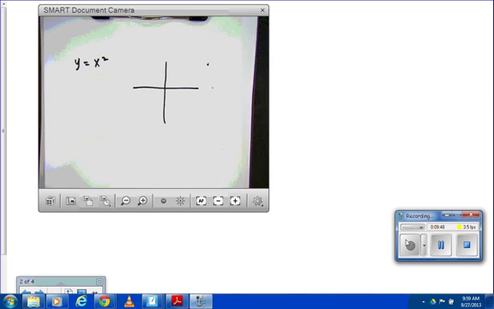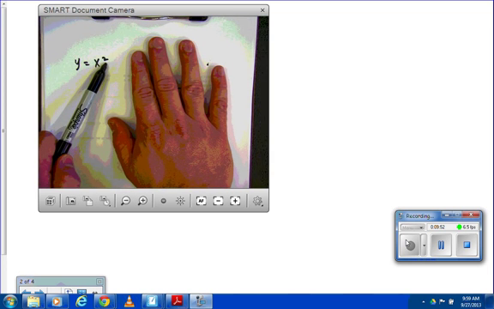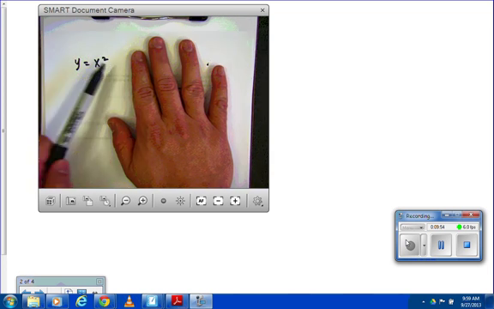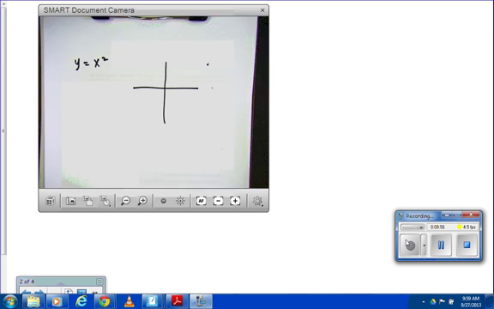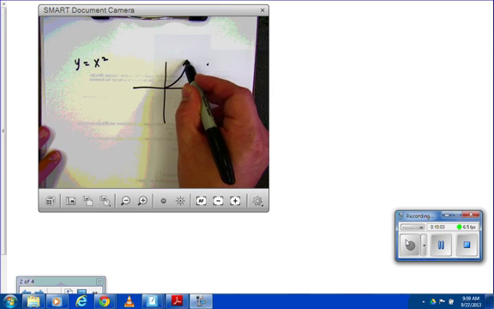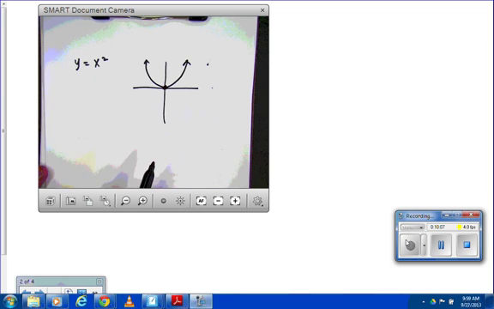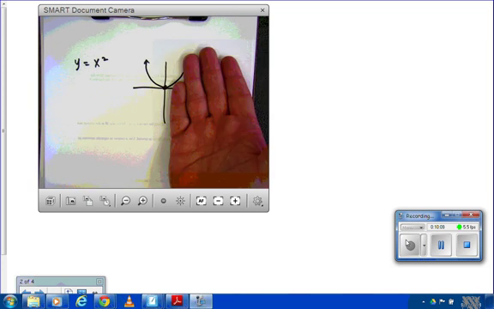Now, if we didn't know anything about even and odd functions, let me give you a hint. It's all about the exponents for the most part. So you'd probably guess that this would be even, right? Now, what does the graph of y equals x squared look like? It's a parabola, going up, and the vertex is at the origin.